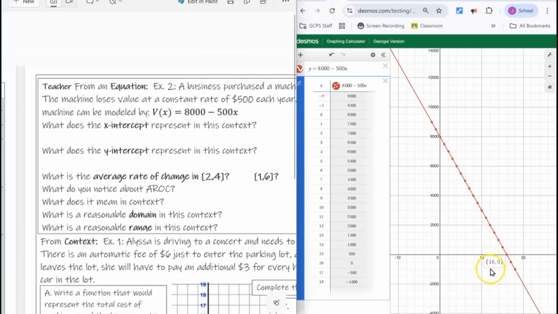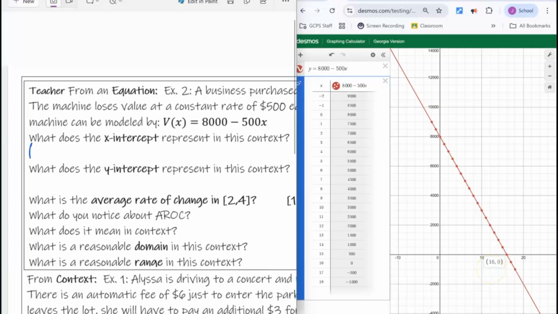So you're going to write down where it crosses for yours. So for me, it's 16, 0. And then what does it mean in this context?